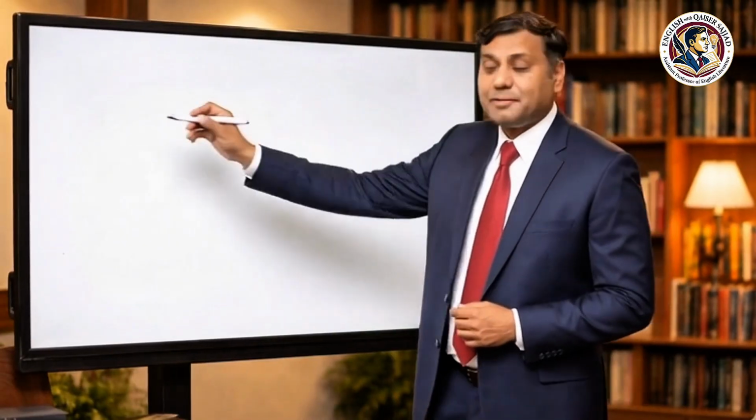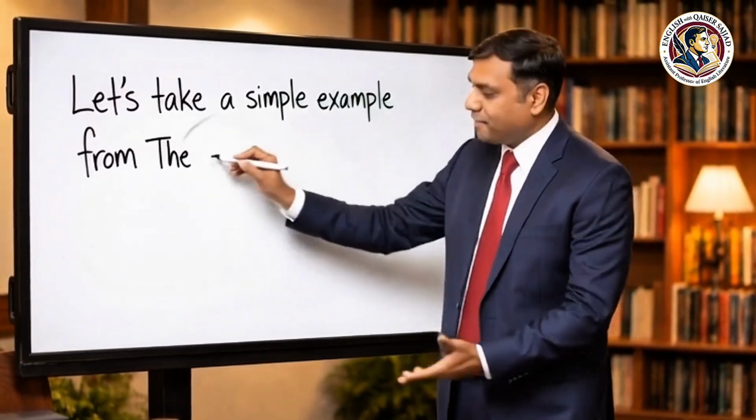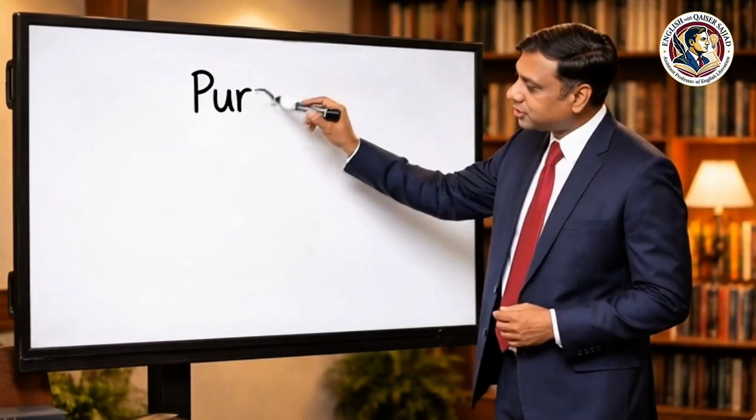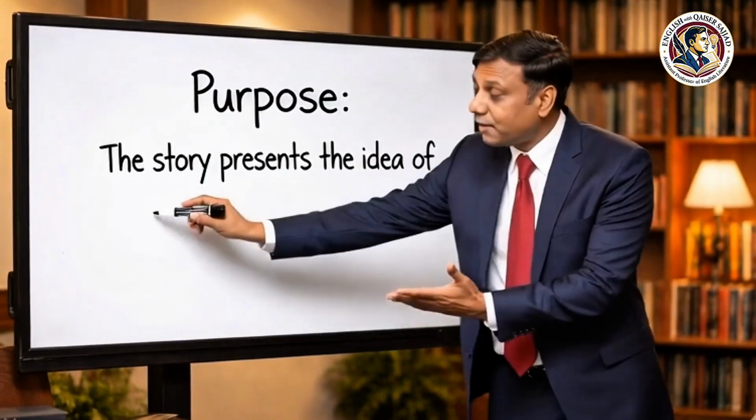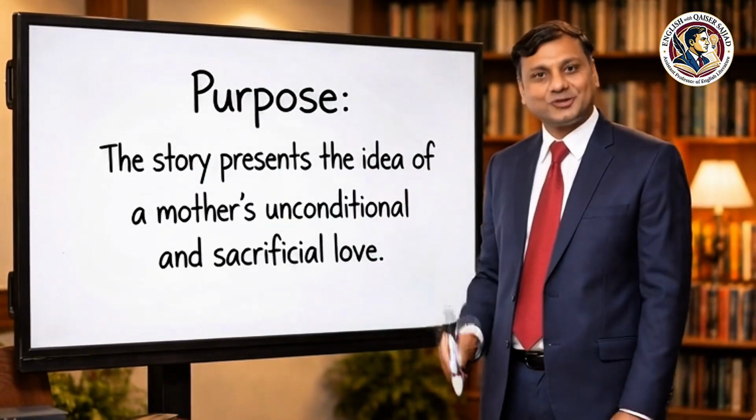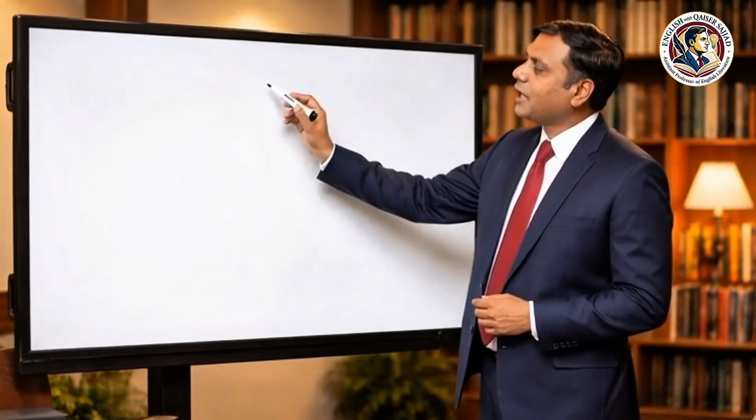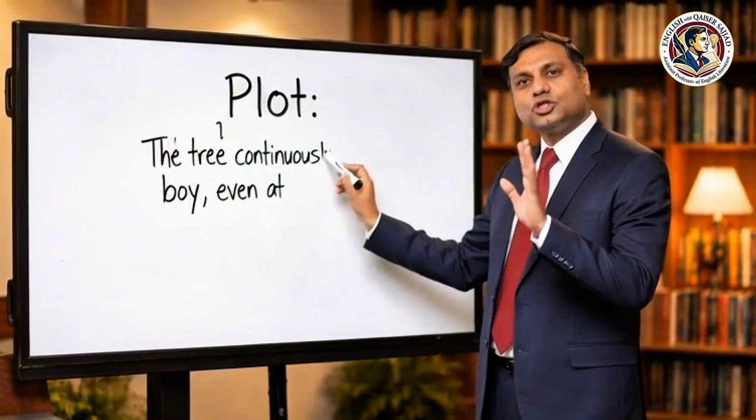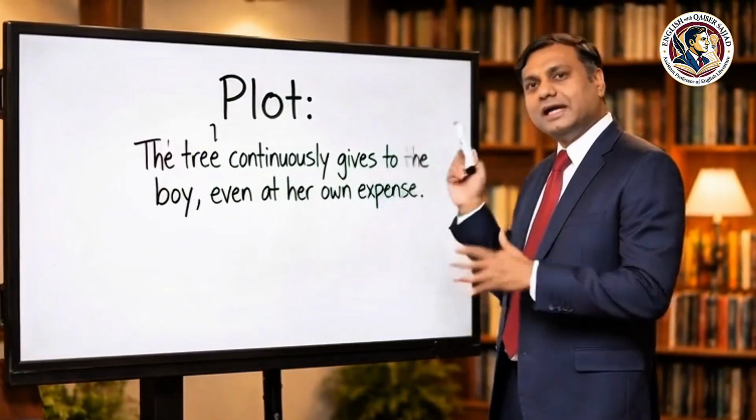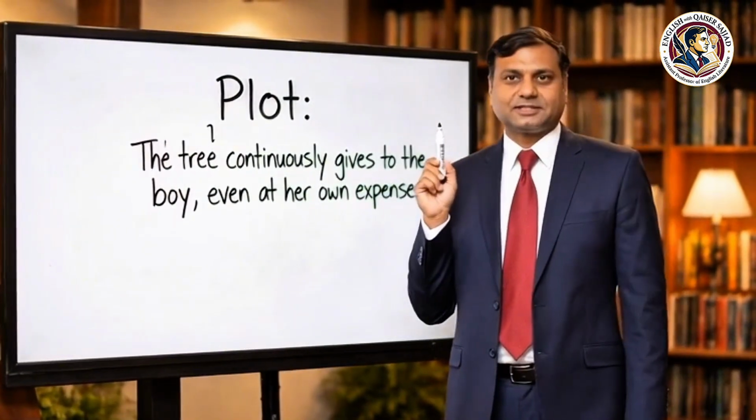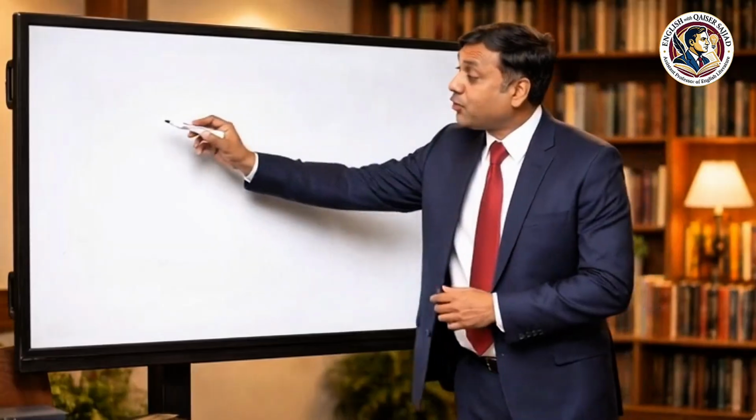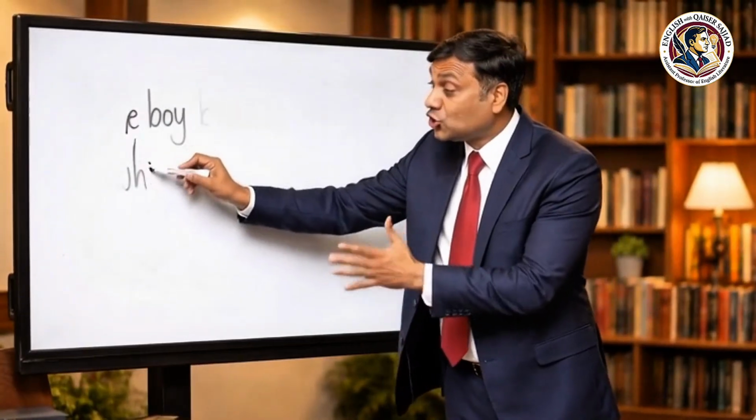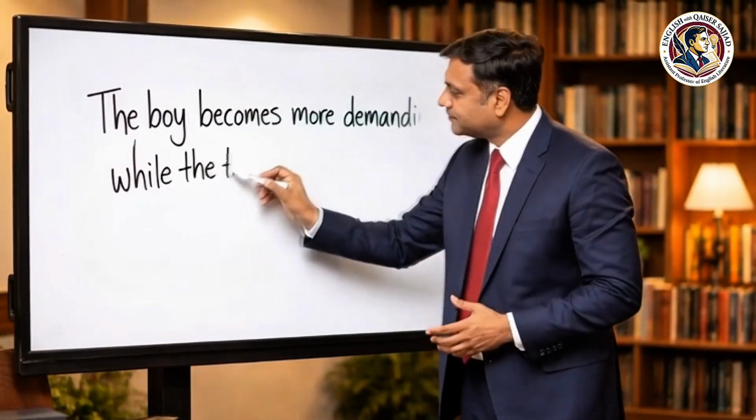Let's take a simple example from The Giving Tree by Shel Silverstein. Purpose: the story presents the idea of a mother's unconditional and sacrificial love. Now connect elements to this purpose. Plot: the tree continuously gives to the boy even at her own expense. The boy becomes more demanding while the tree remains selfless.